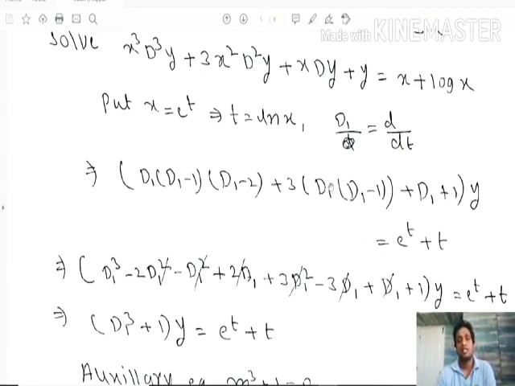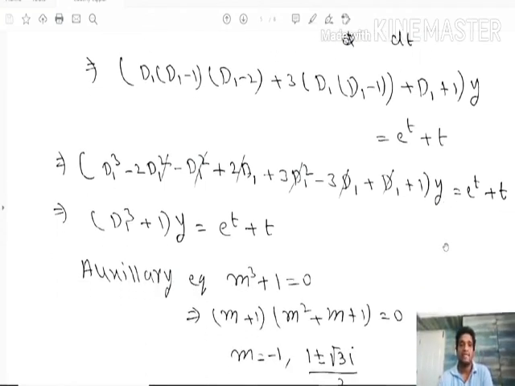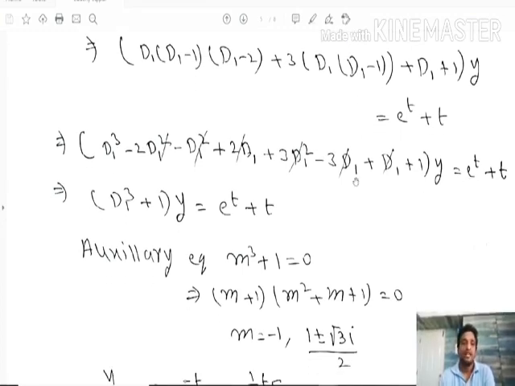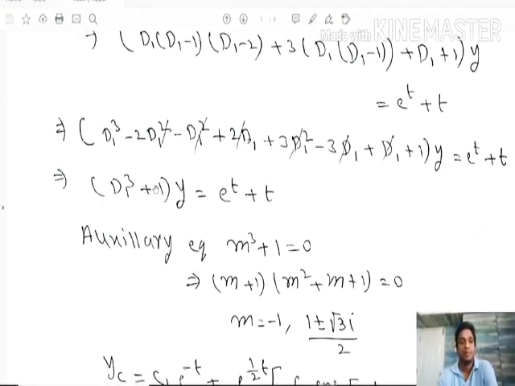x square d square means D1 into D1 minus 1, plus x d means D1, plus 1 into y, is equal to, here x is equal to e power t, and log x or ln of x is equal to t. If I simplify this, I will get D1 cube minus 3D1 square plus 2D1 plus 3D1 square minus 3D1 plus D1 plus 1 into y is equal to e power t plus t. Some terms will get cancelled, and the final result will be D1 cube plus 1 into y is equal to e power t plus t.